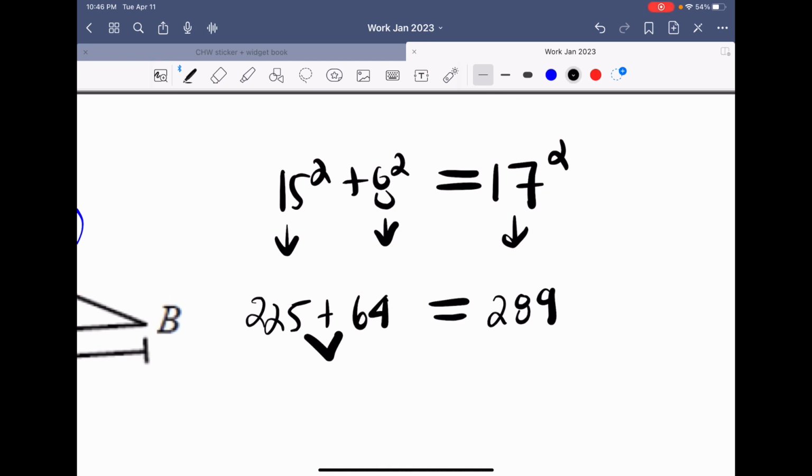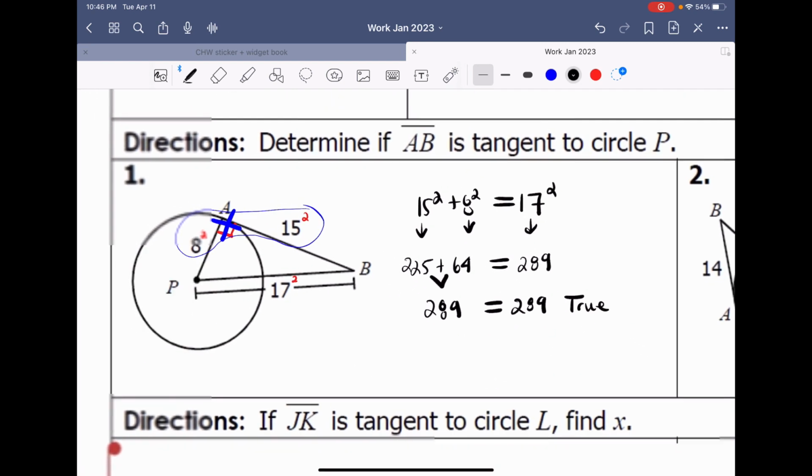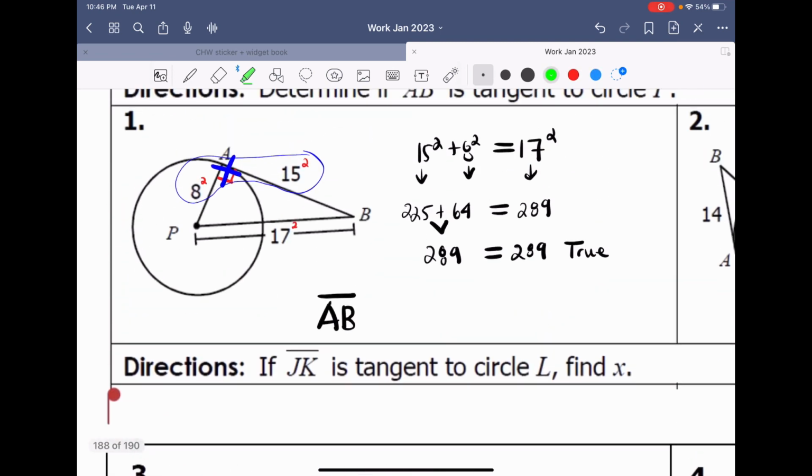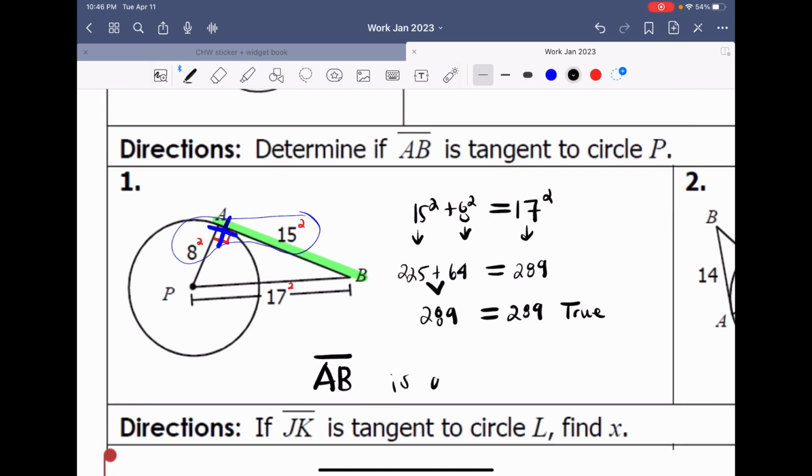Okay, so now we're going to add those two together, and we get 289, and it does equal 289. Okay, so when you multiply these, 15 times 15, 8 times 8, and you add them, you get 289. And when you do 17 times 17, you get the same answer. So this is true. So it means it is a tangent. It means that AB, this line right here on the outside, is a tangent.